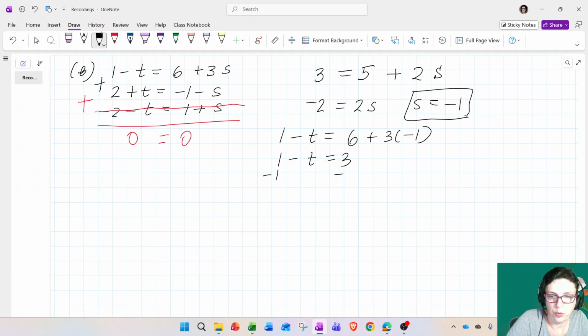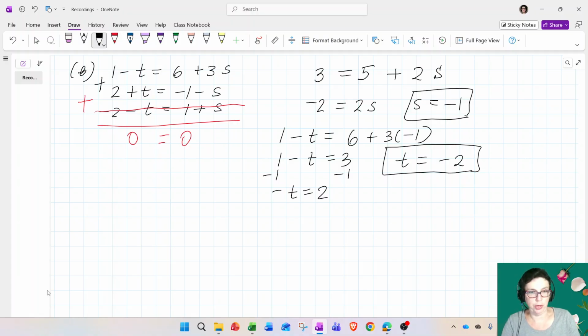So that gives me 1 minus t equals 3. Okay, let's subtract 1 from both sides. So negative t equals 2. And so I got t equals -2. Now, we should make sure that this is correct by substituting these values in all three equations and making sure that the left-hand side and the right-hand side are the same.